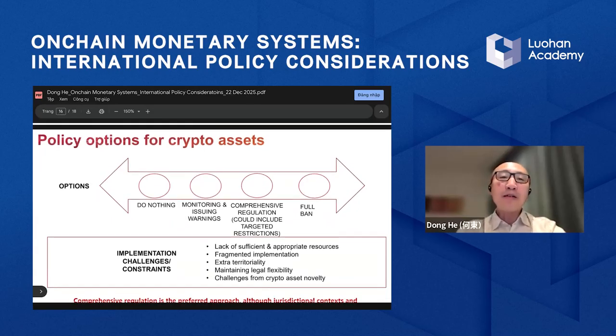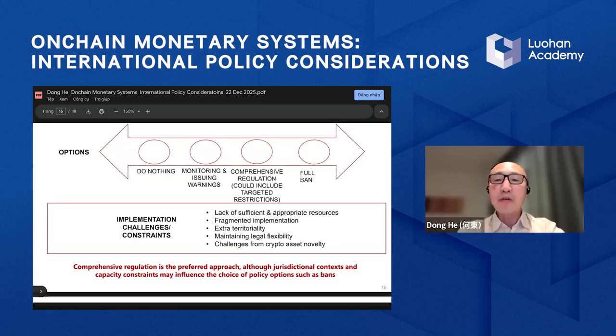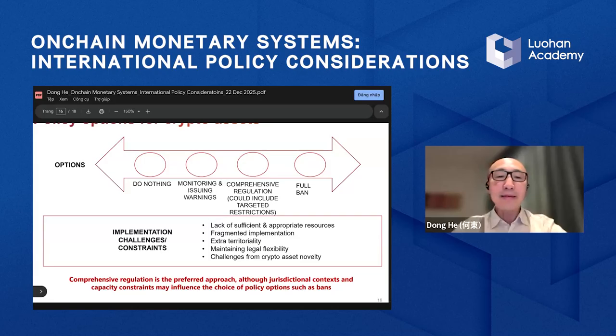And I also need to mention that stablecoins are part of the global regulatory efforts to regulate crypto assets. Importantly, we still see very different approaches globally in terms of the policy options for crypto assets. It runs a full spectrum from doing nothing to a full ban. In the middle, of course, is comprehensive regulation, the FSB-led global effort to establish regulatory frameworks. My view is that comprehensive regulation is still the preferred approach, although jurisdictional contests and capacity constraints may influence the choice of policy options.